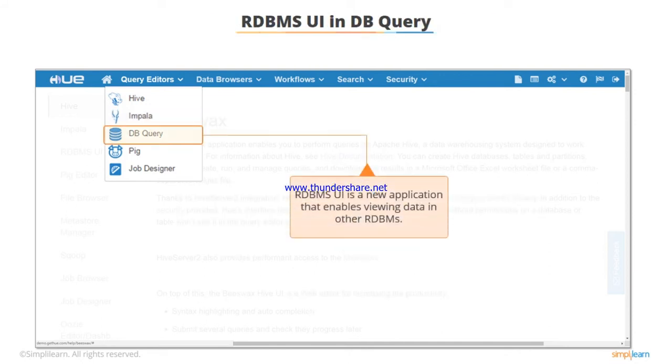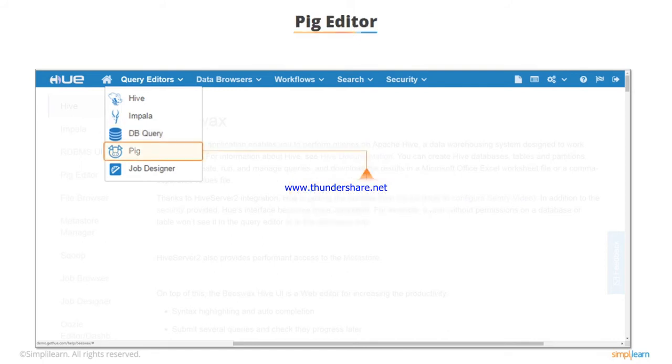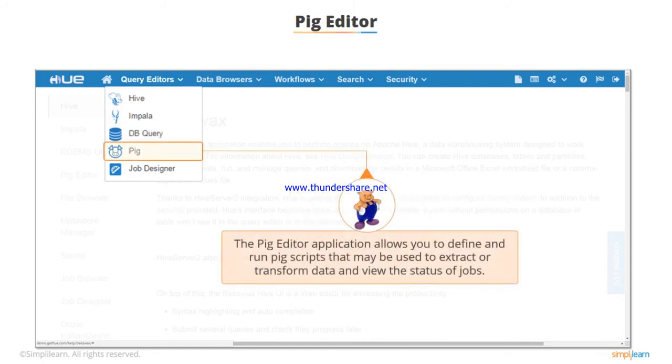RDBMS UI is a new application that enables viewing data in other RDBMSs, such as MySQL, PostgreSQL, Oracle, SQLite, and so on. The Pig Editor application allows you to define and run Pig scripts that may be used to extract or transform data and view the status of jobs if the query run has triggered a MapReduce job.